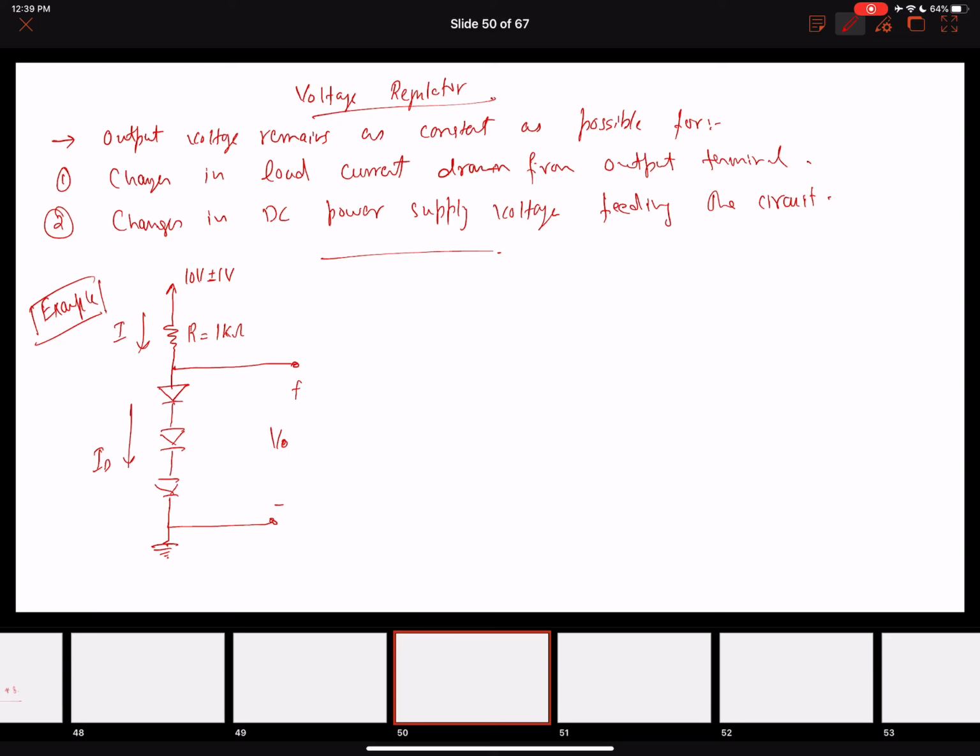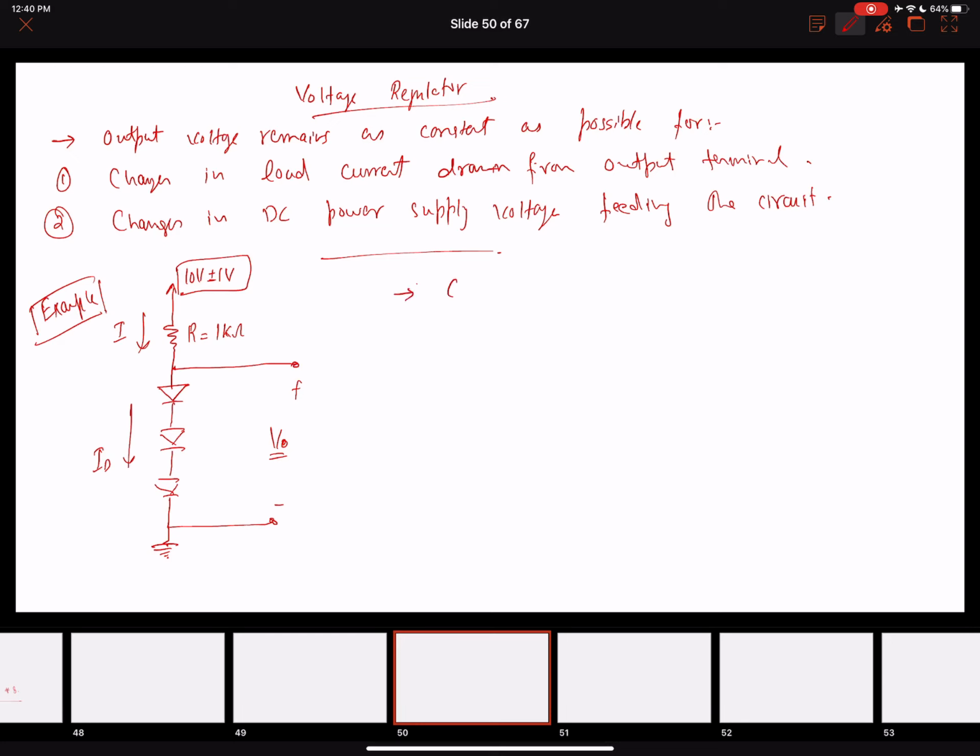Now, if we look at the circuit, we have 3 diodes. Our V naught output is being collected across all the 3 diodes. So we want our output V naught to be as constant as possible for any variations in the input. The first thing we can see is that the supply feeding it is 10 volts, and there's a 1 volt variation in it. There's already a 10% variation in it. So we want to see how much that variation is going to cause an effective change in the output voltage.